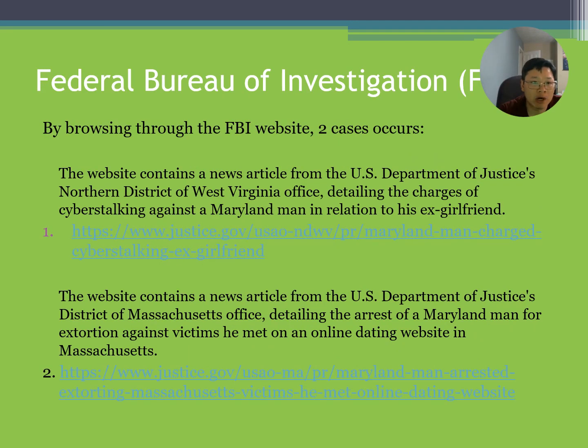In this slide, we're talking about two cases found on the FBI website. The first comes from the Northern District of West Virginia office, describing the charges of cyberstalking against a Maryland man in relation to his ex-girlfriend. The second case comes from the District of Massachusetts office, detailing the arrest of a Maryland man for extortion against victims he met online in Massachusetts. The cases are provided on the website.